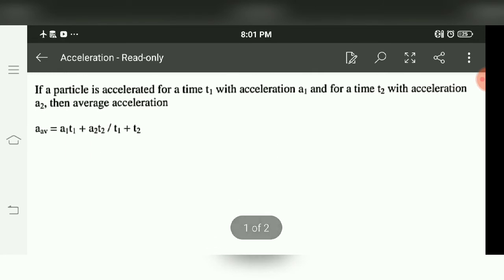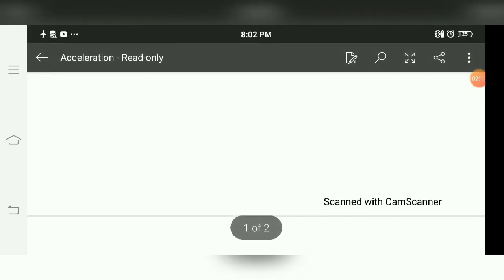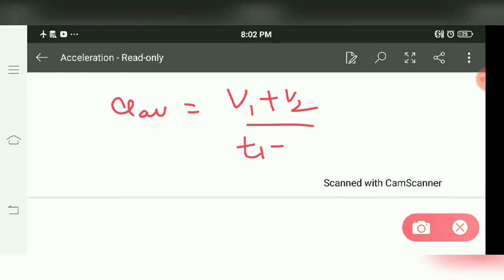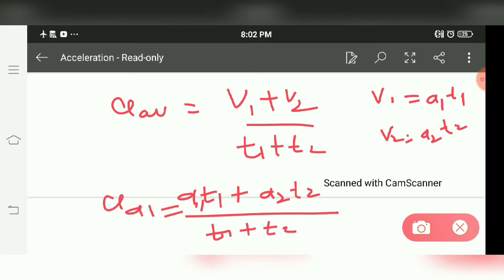And now if we talk about average acceleration, it's what? a1 t1 plus a2 t2 by t1 plus t2. How can we say that? If we want to find average acceleration, it is total velocity by total time taken. So say v1 is a1 t1, and from the formula v2 is equal to a2 t2. By substituting the values in this, we get a1 t1 plus a2 t2 whole divided by t1 plus t2. This is the average.